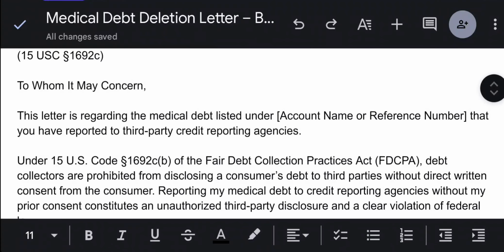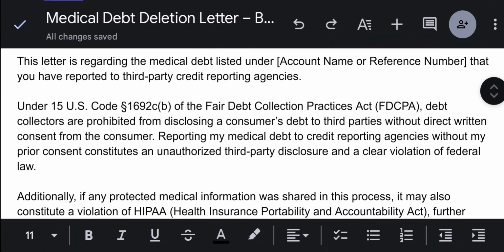It starts off by saying, to whom it may concern, this letter is regarding the medical debt listed under account name and reference number. So you'll list the account name as is listed on your consumer report, and then the number as is listed on your consumer report, nothing extra. That has been reported to third-party credit reporting agencies under 15 U.S. Code 1692C(b) of the Fair Debt Collection Practices Act, also known as the FDCPA. Debt collectors are prohibited from disclosing a consumer's debt to third parties without direct written consent from the consumer. Reporting my medical debt to credit reporting agencies without my prior consent constitutes an unauthorized third-party disclosure and a clear violation of federal law.